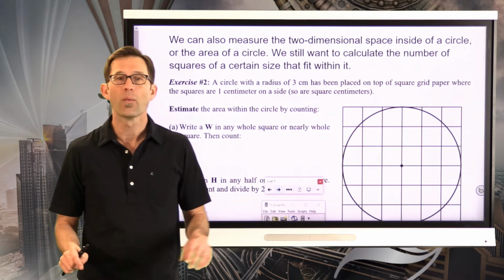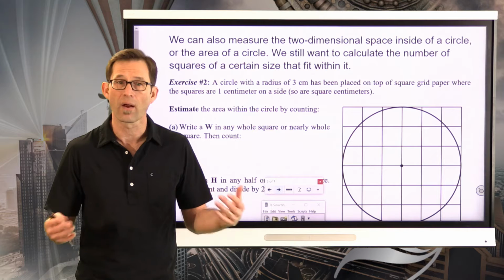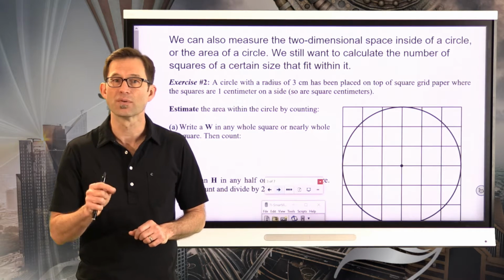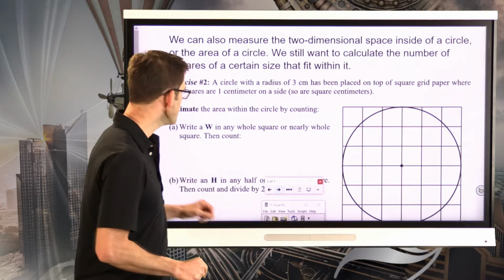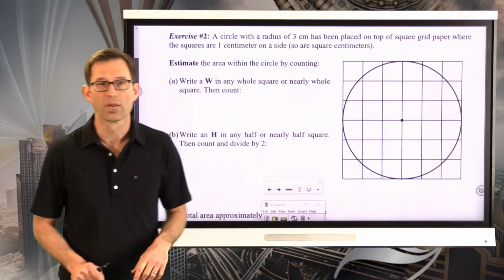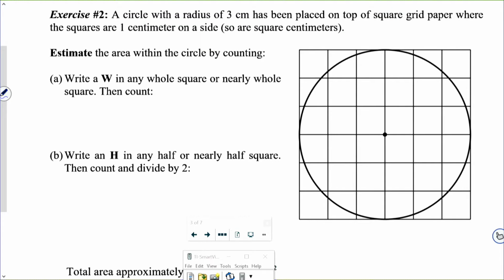All right. Now we can also measure two-dimensional space inside of a circle, or the area of a circle. We still want to calculate the number of squares of a certain size that fit within it. So let's actually approximate the area that lies within a particular circle. Exercise number 2. A circle with a radius of 3 centimeters has been placed on top of square grid paper where the squares are 1 centimeter on a side, so are square centimeters.